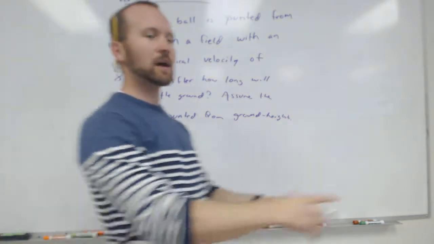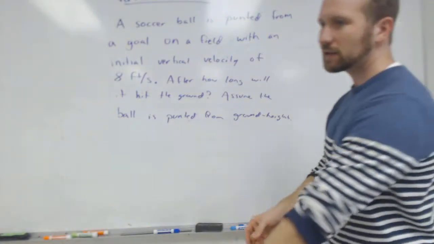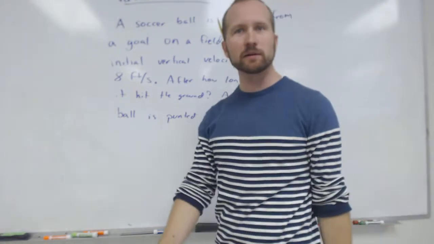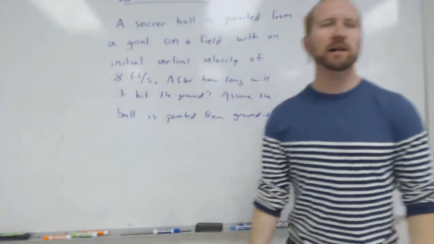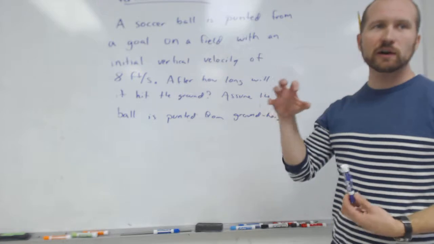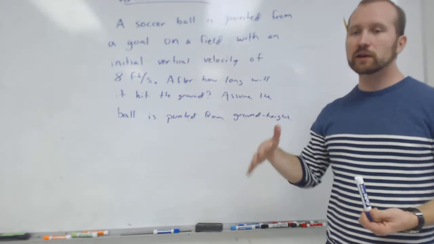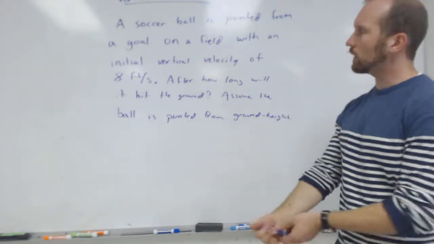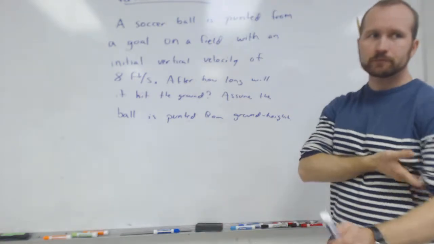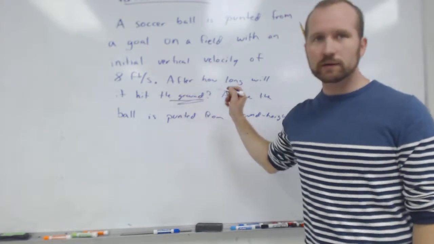Okay, so we punt a soccer ball. Boom. We're assuming that the person who punts it is hitting it right on the ground. They drop it and they kick it perfectly on the ground. So what is the starting height? There's no starting height now. We're starting the ball from the ground, kicking it up, and we're asking when will it hit the ground again. So again, when will it hit the ground?